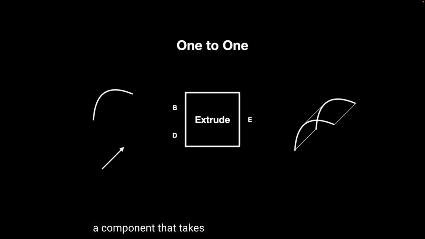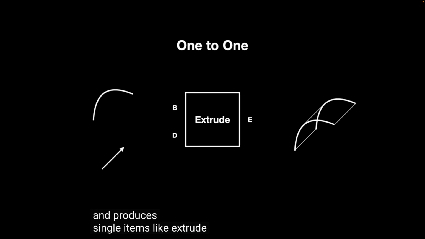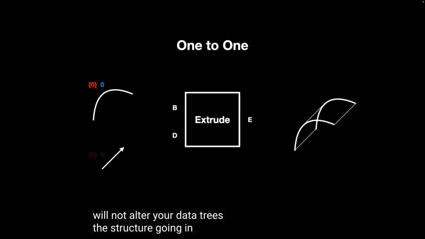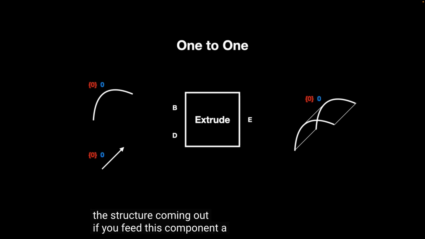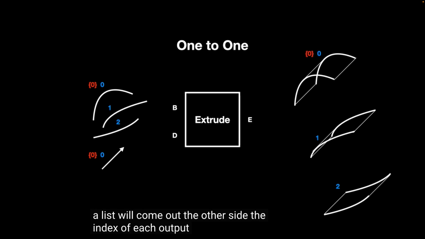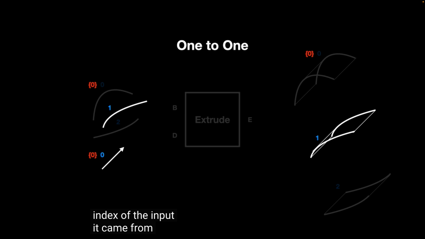A component that takes in single items and produces single items, like extrude, is a one-to-one component. These components will not alter your data trees. The structure going in is the same as the structure coming out. If you feed this component a list, a list will come out the other side. The index of each output item will match the index of the input it came from.